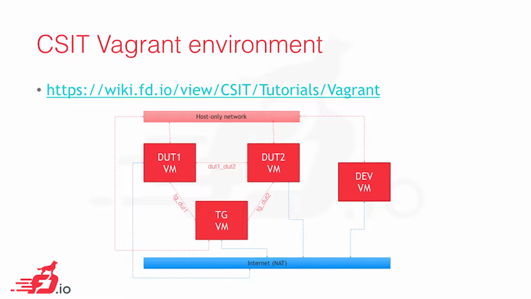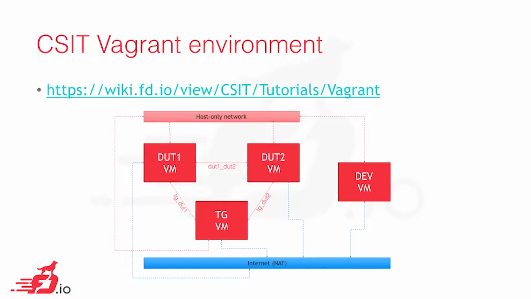So if you go to this page and you follow the tutorial on how to bring up your Vagrant environment, you will get a 3-node topology which contains the devices under test, 2 nodes, DUT1 and DUT2, and then the TG, which is the traffic generator node, pumping the traffic to the DUTs.